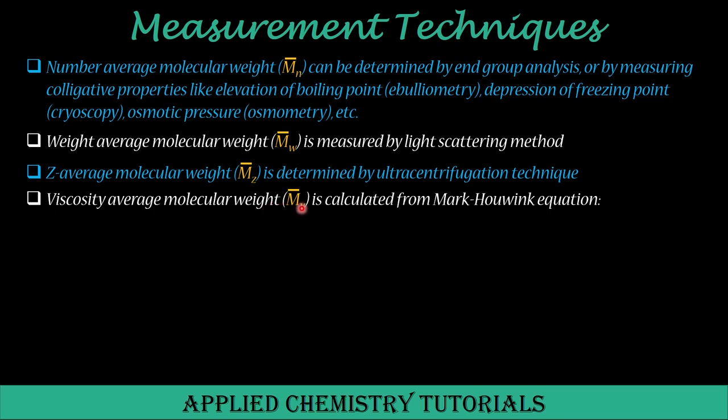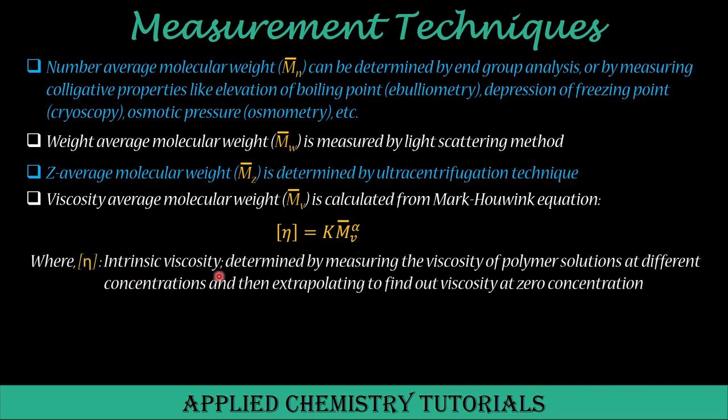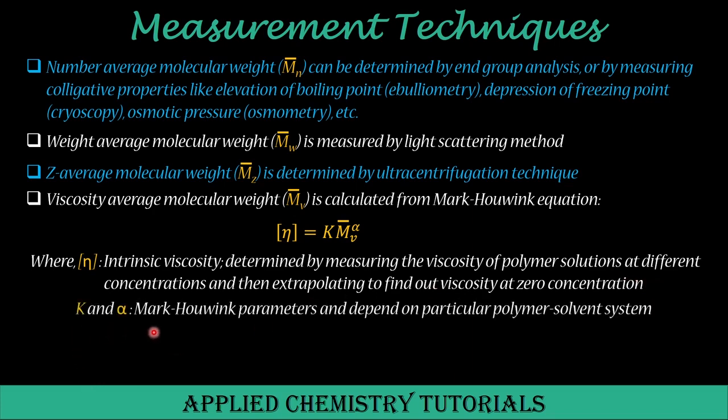Viscosity average molecular weight or Mv bar is calculated from the Mark-Houwink equation, which is expressed as eta equals K multiplied by Mv bar to the power alpha, where eta is the intrinsic viscosity, and it can be determined by measuring the viscosity of polymer solutions at different concentrations and then extrapolating to find the viscosity at zero concentration. That means from the intercept of the plot. K and alpha are Mark-Houwink parameters and depend on the particular polymer solvent system.